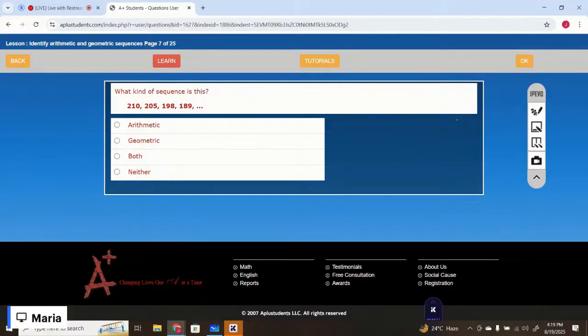What kind of sequence is this? 210, 205, 198, and 189.